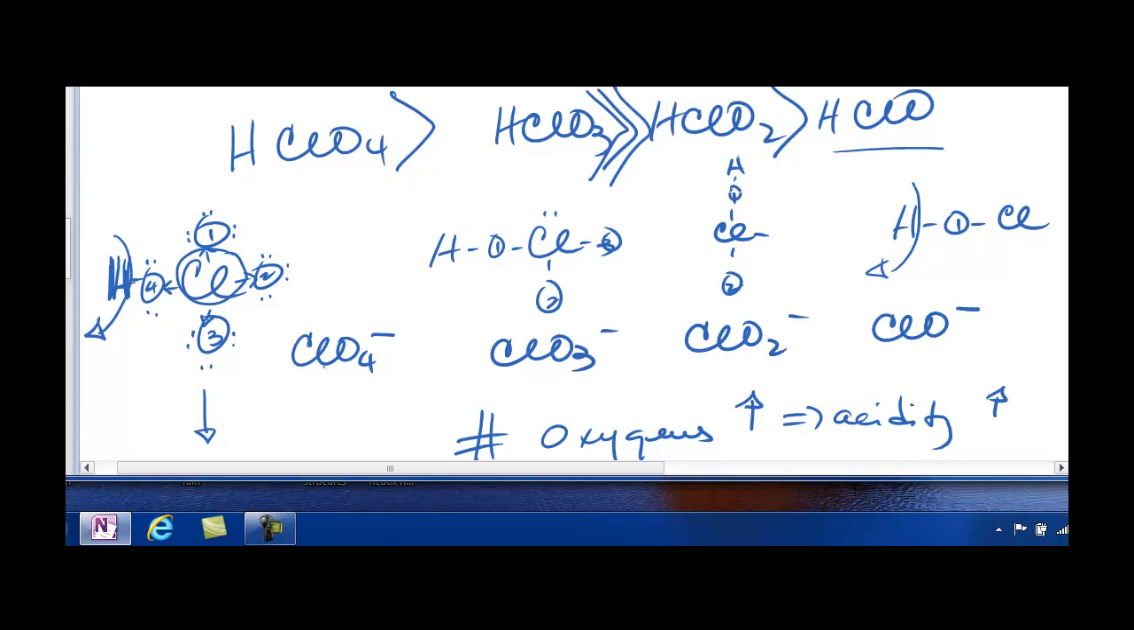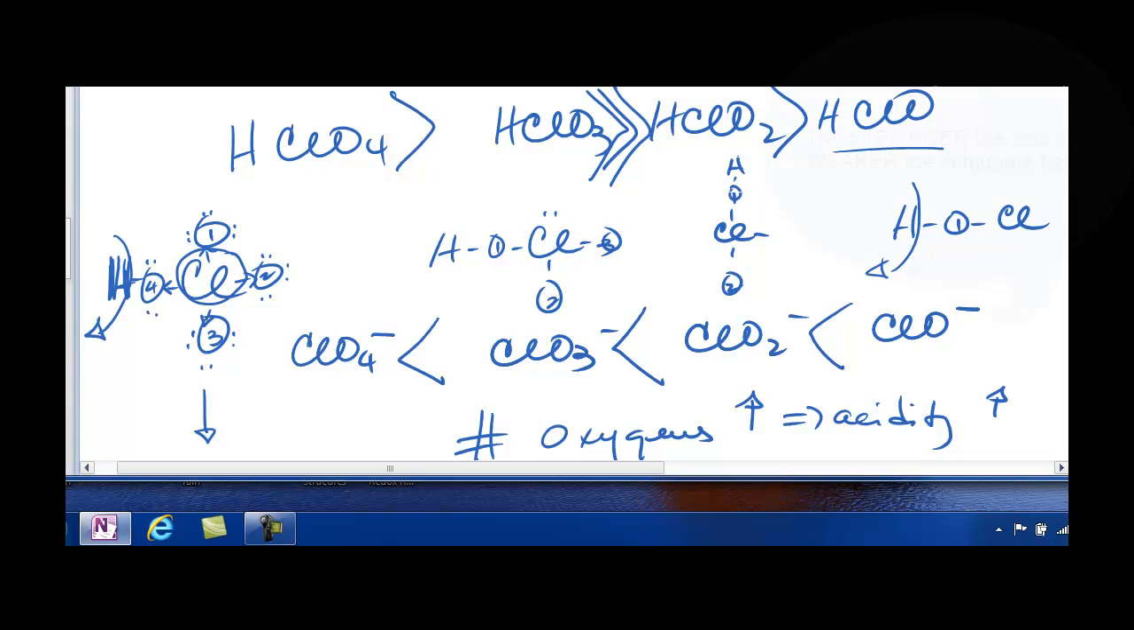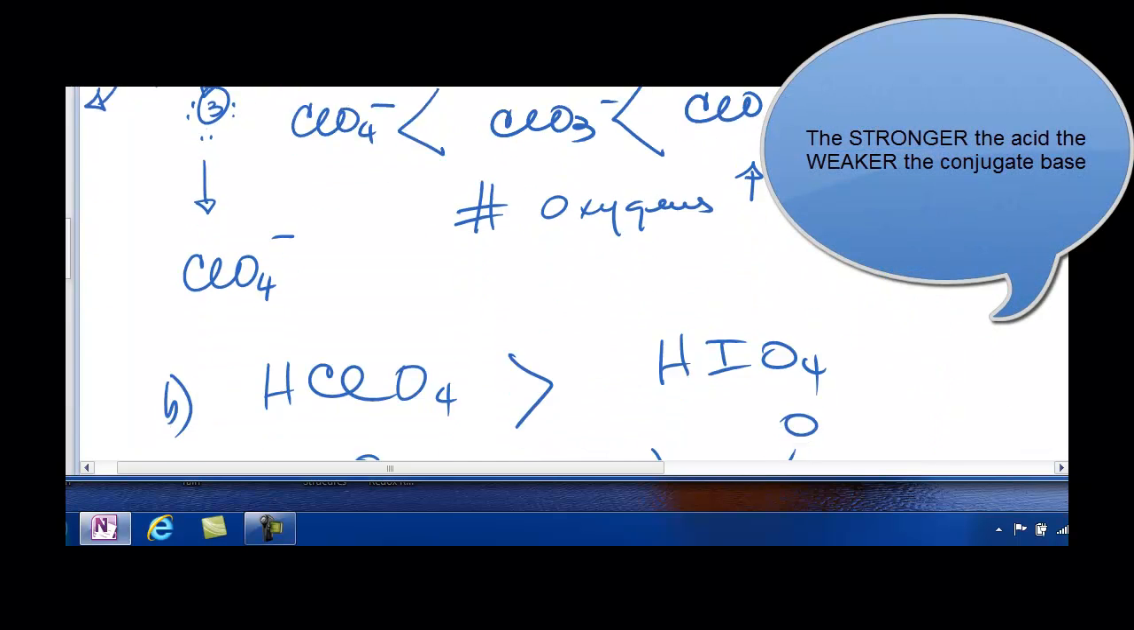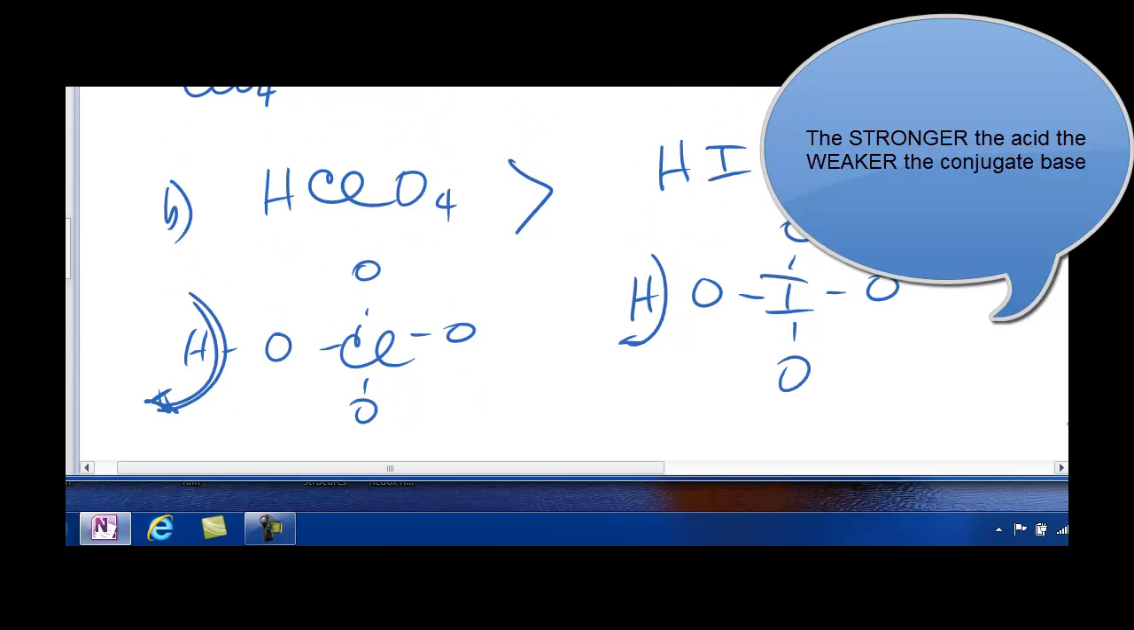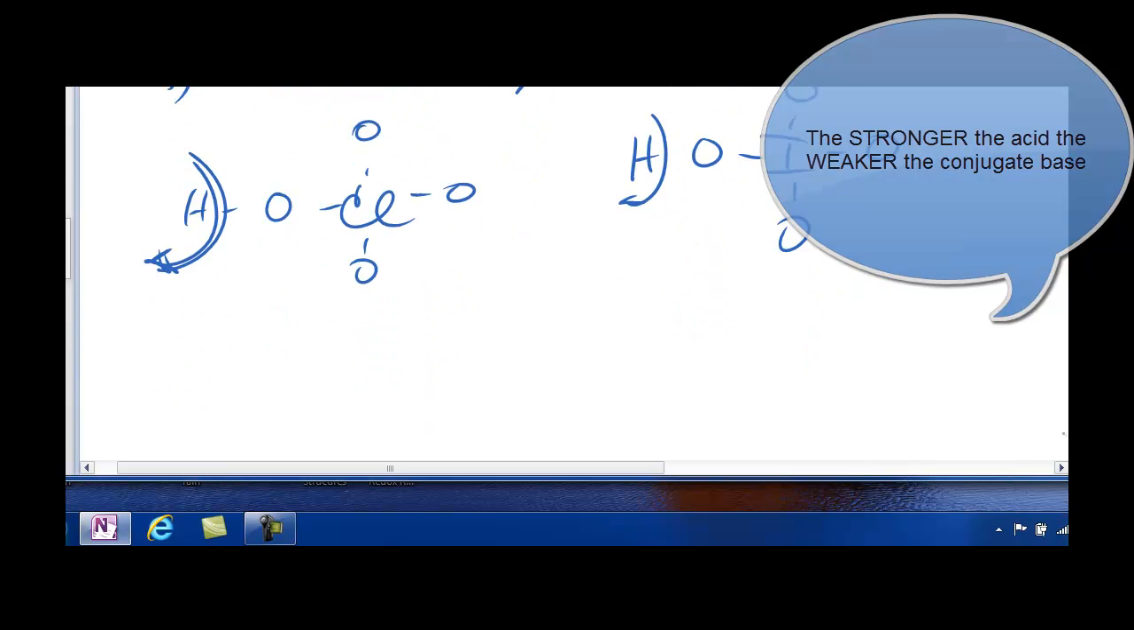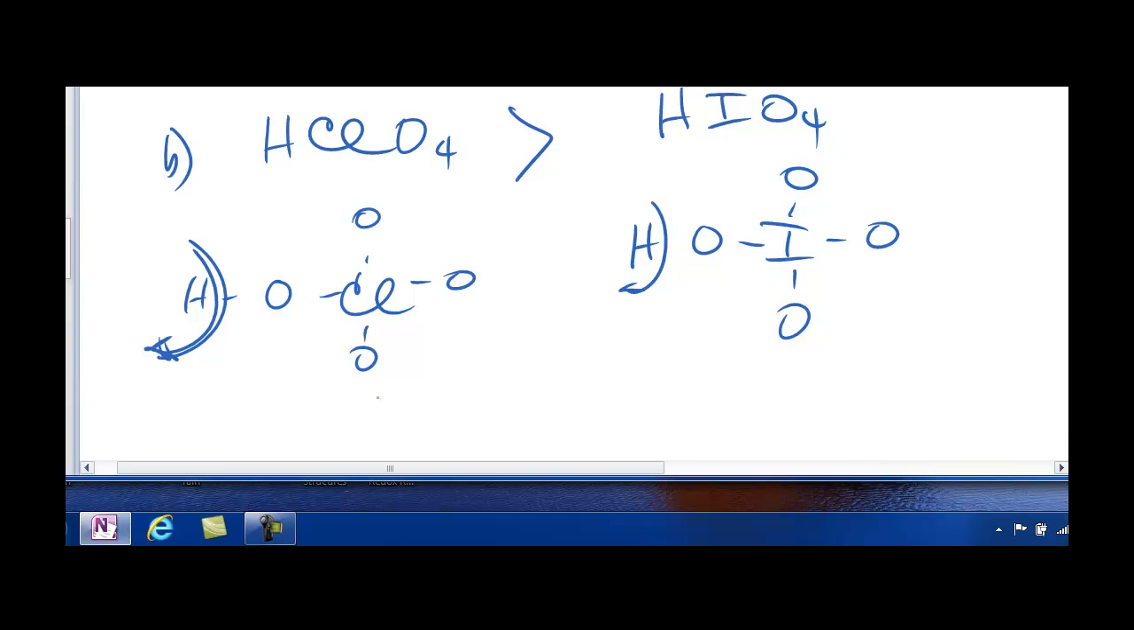So once the hydrogen ion is donated, it's released, this guy is a base. In theory it can accept it, but it's going to be a lousy base. So the stronger the acid, the weaker the conjugate base. The strength of acids or bases can be figured out by the ability of donating or accepting the hydrogen ion.